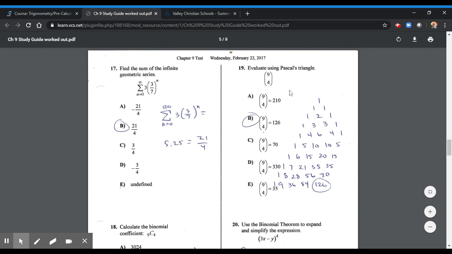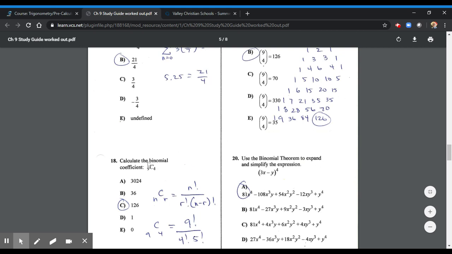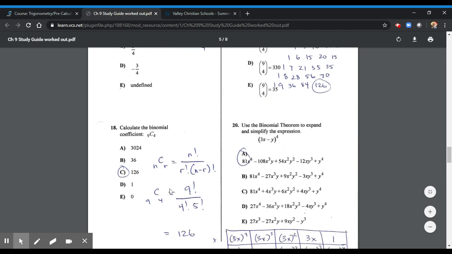All right, 19. Evaluate using Pascal's triangle. Well, if I just expanded Pascal's triangle like this, I could figure out that that's equal to 126. It's also going to be equal to the same thing as question 18 here. 9c4 is equal to 9 factorial divided by 4 factorial times 5 factorial, and that also equals 126. Either way.